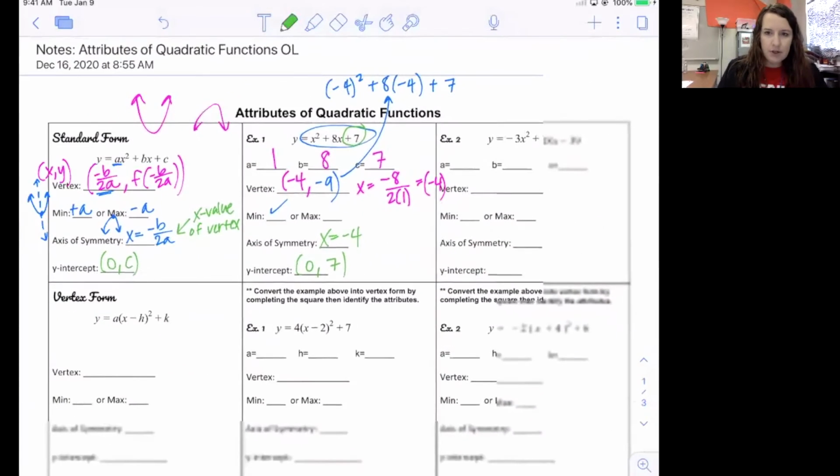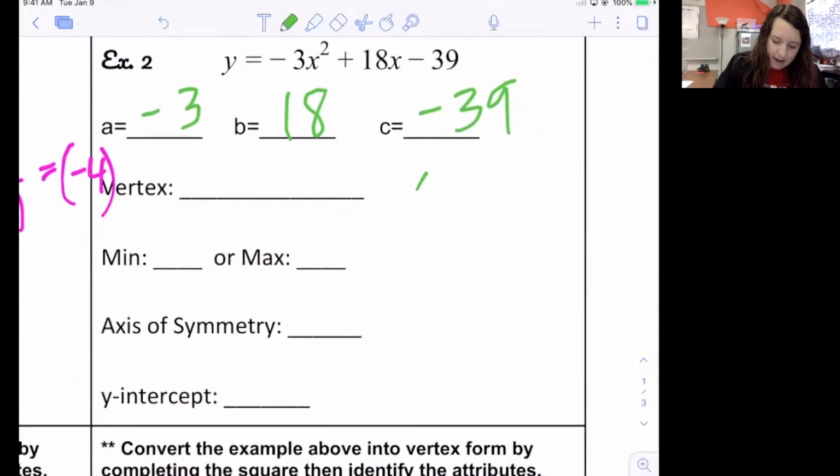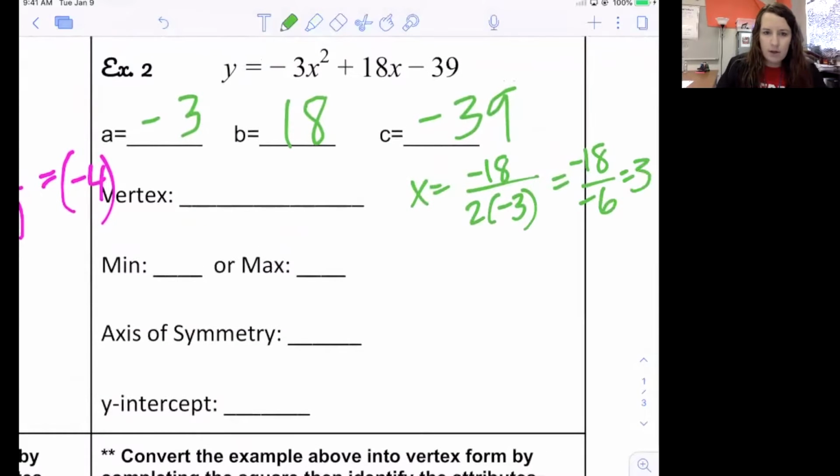Okay, so let's do example number 2. I have an a value of negative 3, a b value of 18, and a c value of negative 39. Those are already all in standard form. For my x value of the vertex, we're going to look back at our formula and see that we want to do negative b over 2a. So x equals negative 18 over 2 times negative 3, which is negative 18 over negative 6, or a positive 3. So my x value of the vertex is positive 3.